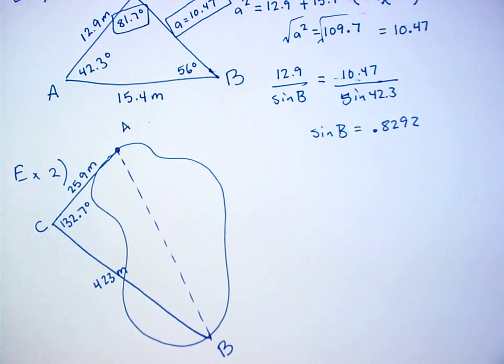Degrees. Okay, and I am trying to find, for this example, the distance across the lake. So I'm looking for AB. So time to talk to your partner. Go ahead.